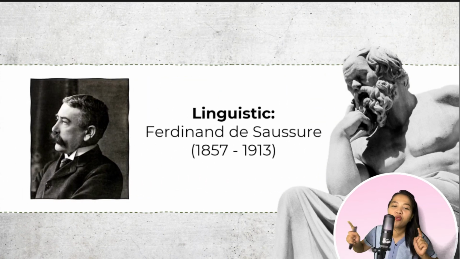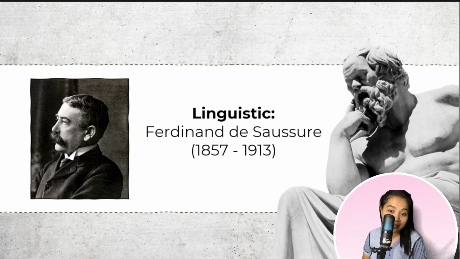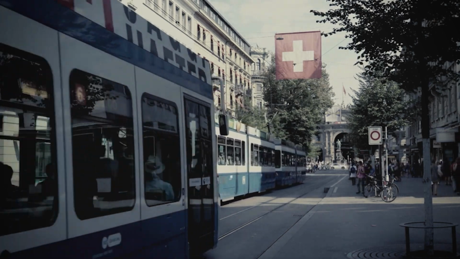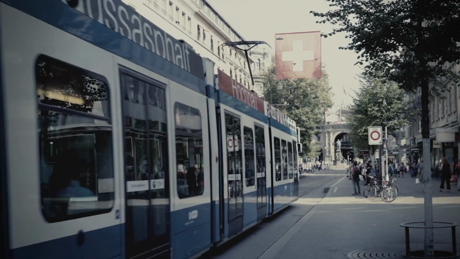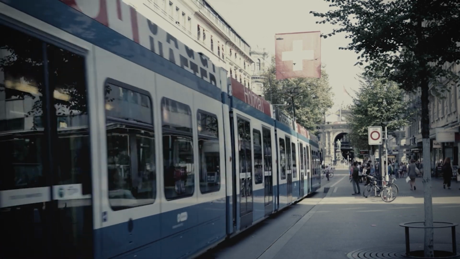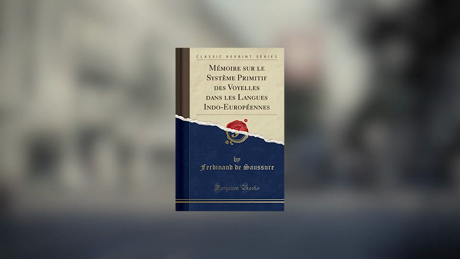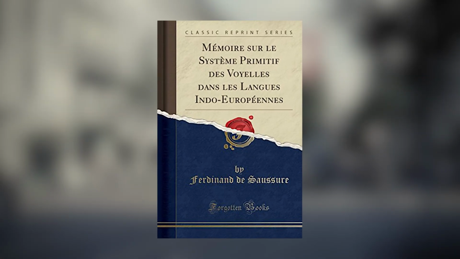Let's move forward to Ferdinand de Saussure. According to Mambrol, 2018, he was a Swiss linguist who posited that linguistic form is arbitrary and therefore that all languages function in a similar function. He published the Mémoire sur le système primitif des voyelles dans les langues indo-européennes.